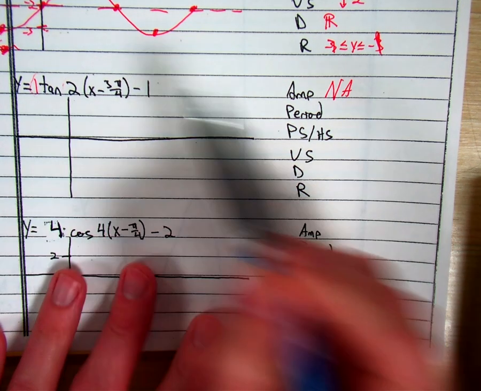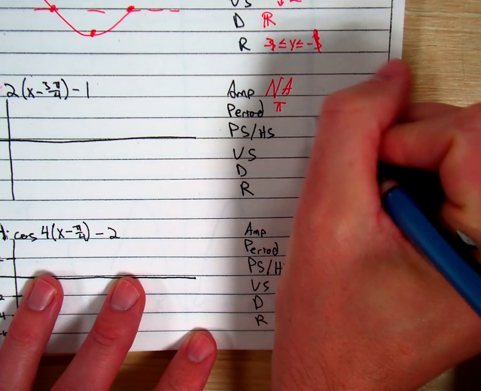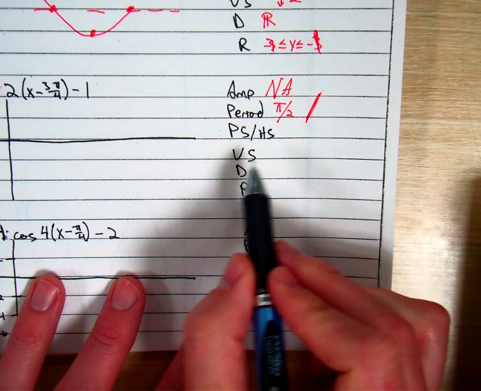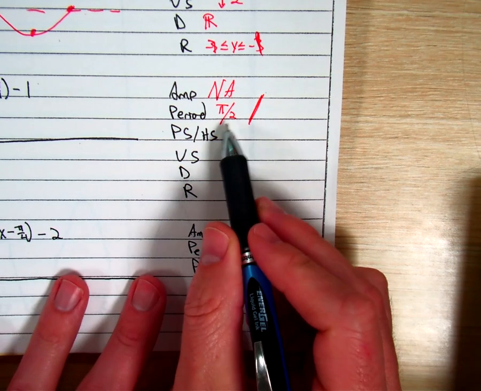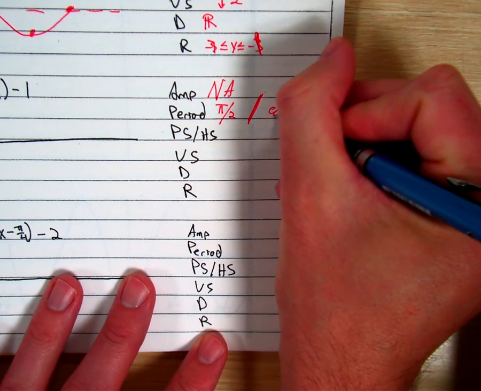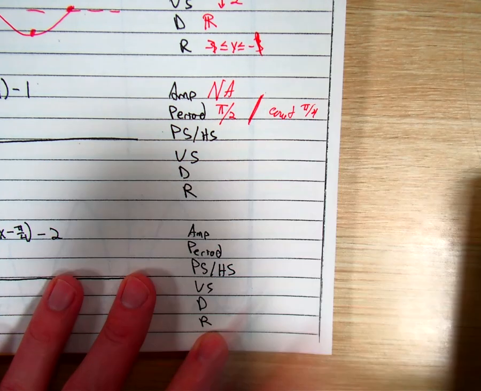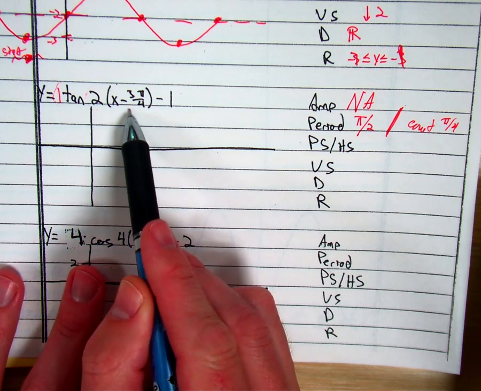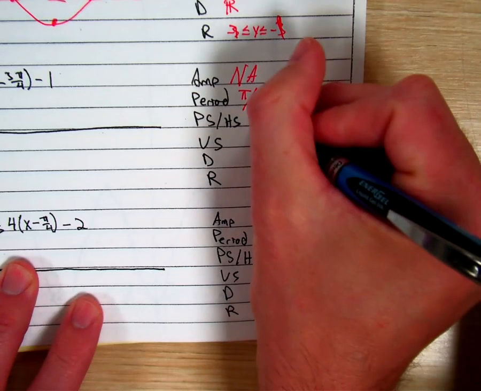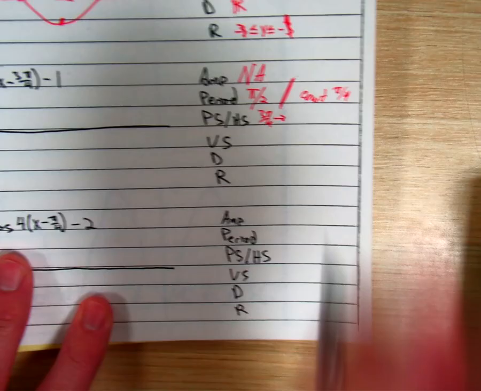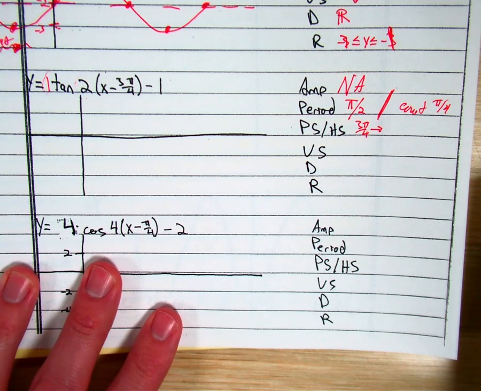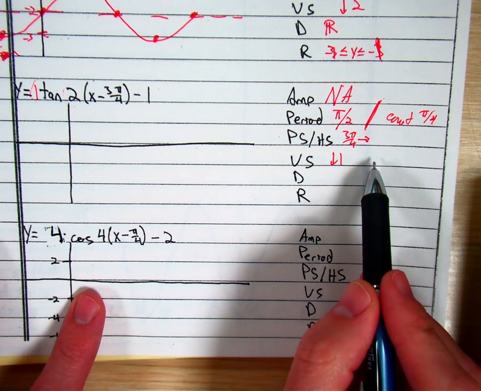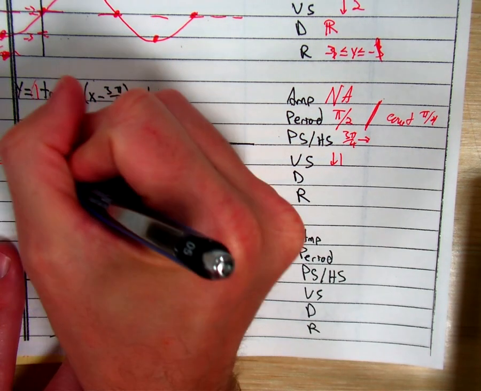Then we have a times 2 on the inside. Normal period is pi. We have that times 2, so we're going to divide by 2. So our period is going to be pi over 2. I like to cut that in half, and now our counting is pi over 4. Phase shift is 3 pi over 4 to the right. And vertical shift is minus 1, so down 1.